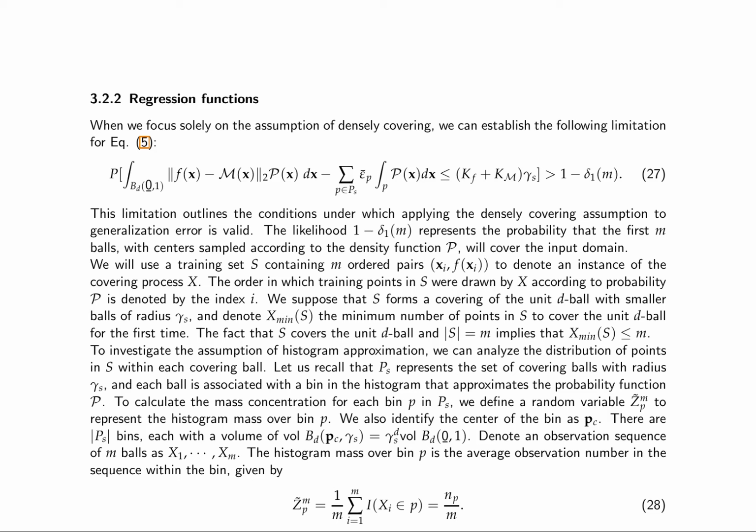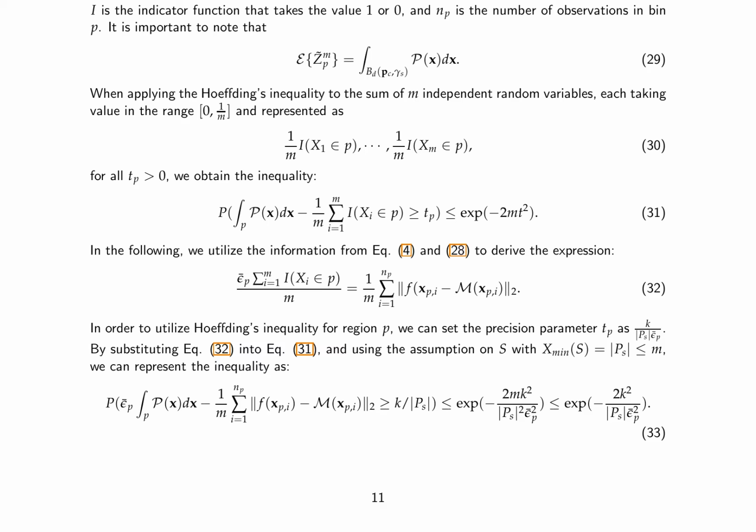To investigate the assumption of histogram approximation, the authors analyze the distribution of points in the training set S within each covering ball. They define a random variable z_p to represent the histogram mass over bin p and calculate the mass concentration for each bin. The histogram mass over bin p is the average observation number in the sequence within the bin, given by EQ 28. By applying Hoeffding's inequality to the sum of independent random variables, the authors obtain the inequality in EQ 31.